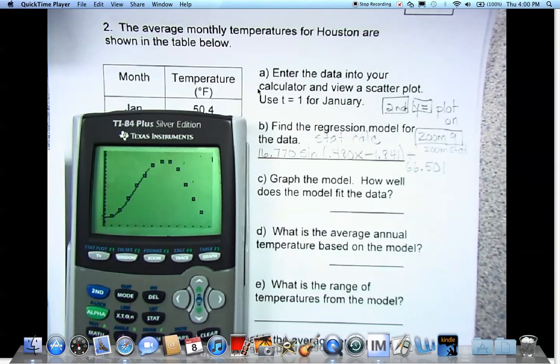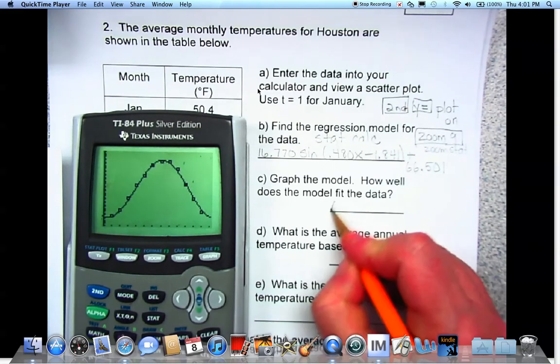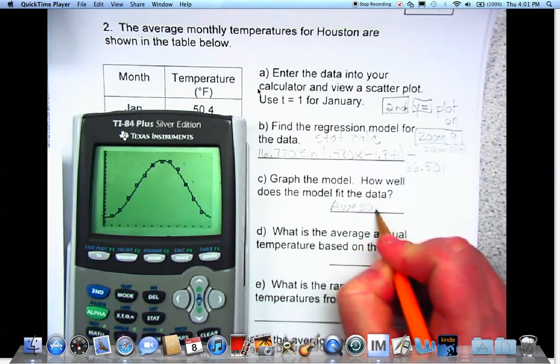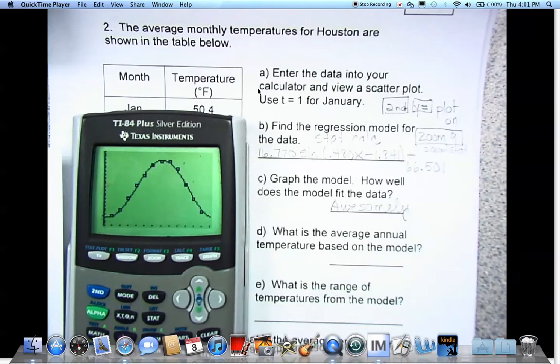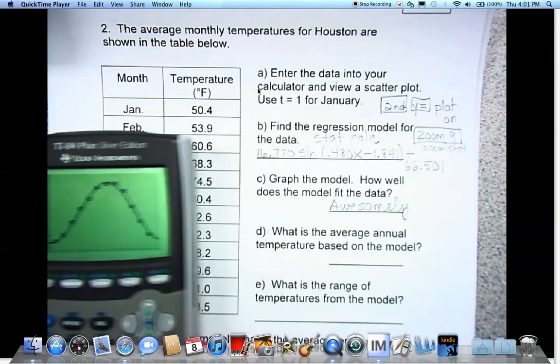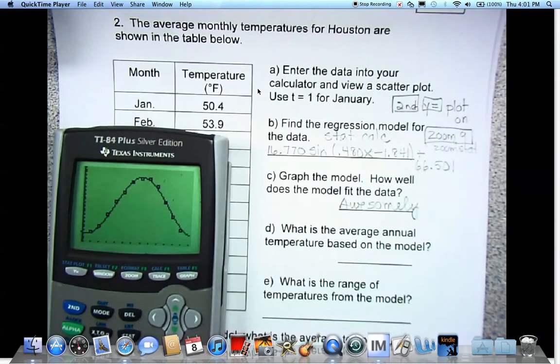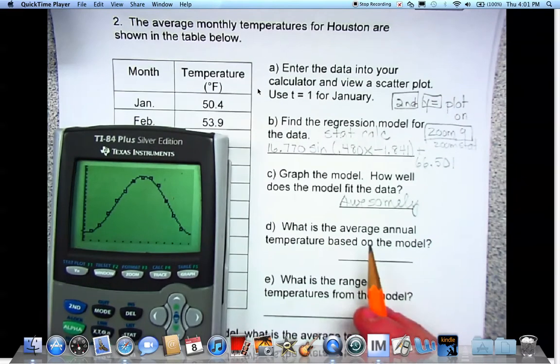Pretty close, isn't it? Almost exactly. How well does it fit the data? We put awesomely, which is not a word, but we used to do. Sometimes I wonder if half the actual words are real words.